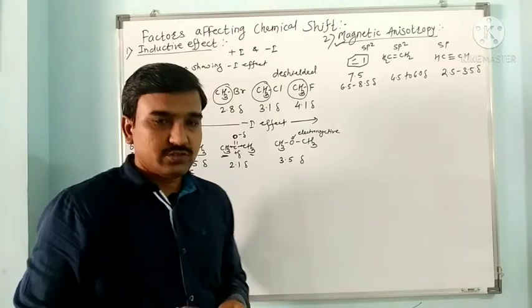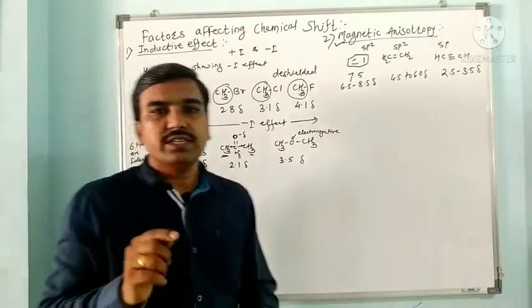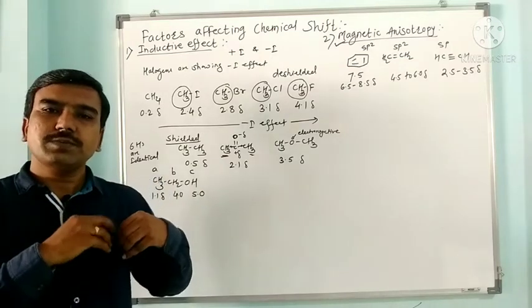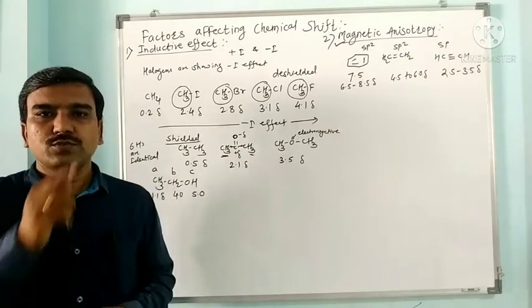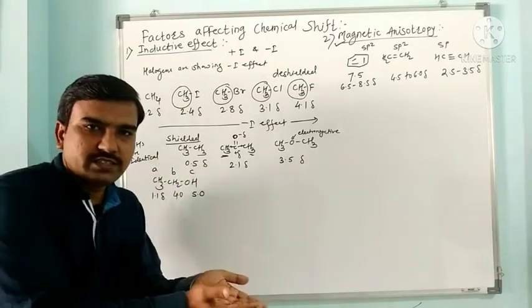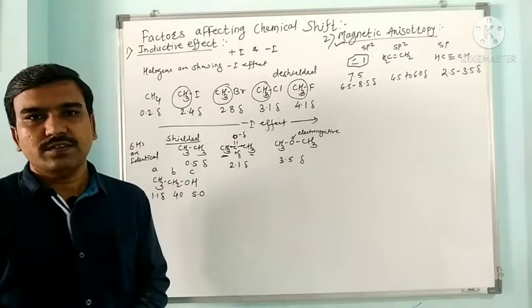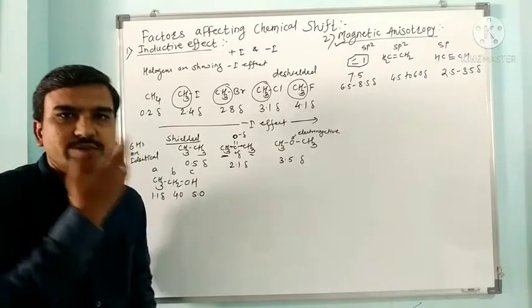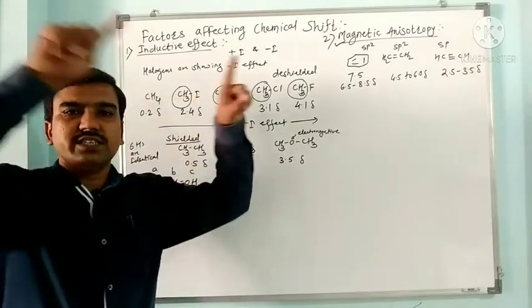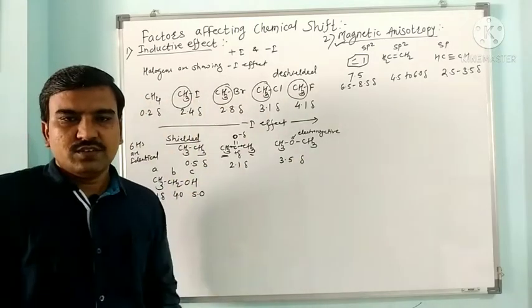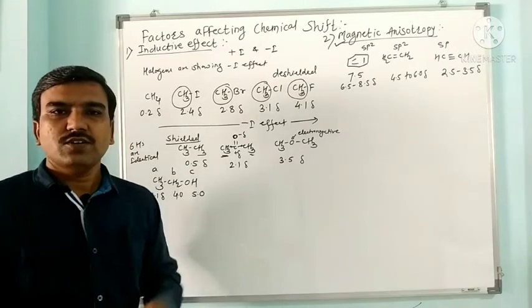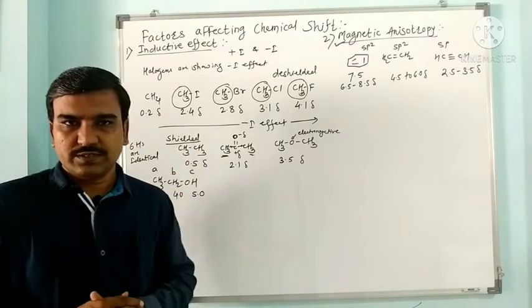So what is magnetic anisotropy? When a compound contains pi electrons, any multiple bonded compound, then due to the circulation of those pi electrons, when such a compound is placed in an external magnetic field, due to the influence of the external magnetic field and the presence of pi electrons, they induce a secondary magnetic field. This secondary magnetic field can be aligned to the applied magnetic field or can be opposing the applied magnetic field.